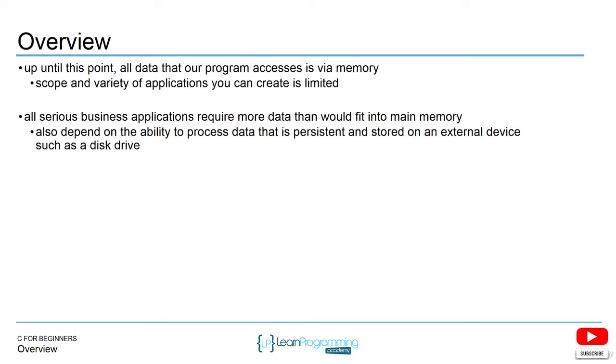Nowadays, you can get a lot of memory, 16, 32 gigabytes, but in the past, and especially on embedded devices, you don't have as much RAM. As a result, your applications are very limited because of space and size. You really only want to store variables and things like that in main memory. Also, because main memory goes away when the program goes away, you can't have any data that is persistent across reboots. So it all depends on the ability to process data that is persistent and stored on an external device, such as a hard disk drive, for these big programs.